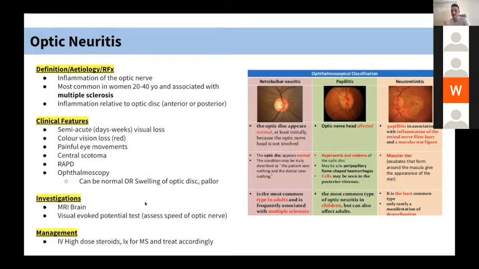When we want to investigate this, you want to do an MRI brain as well, because if they've got optic neuritis, it's pretty common that they would have MS that may be either diagnosed or undiagnosed, or you'd want to see the progression of it. There's also a pretty specific test called the Visual Evoked Potential Test, which assesses the speed of your optic nerve. In terms of management, again, IV high-dose steroids because you want to reduce that inflammation, and further investigate for MS if you haven't already.